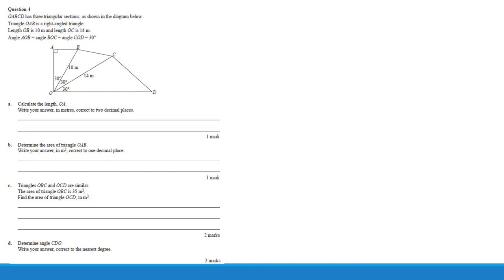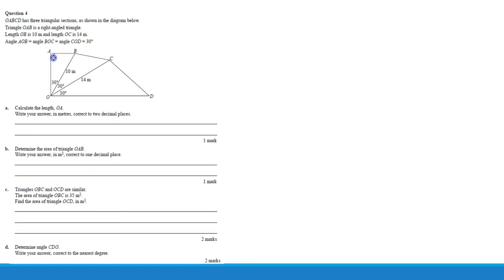Question 4. Okay, we have 3 triangular sections as shown in the diagram below. They just give you the information in the diagram. It's always written and in the picture. Calculate the length OA. So we have a right angle triangle. That's the adjacent. That's the hypotenuse.